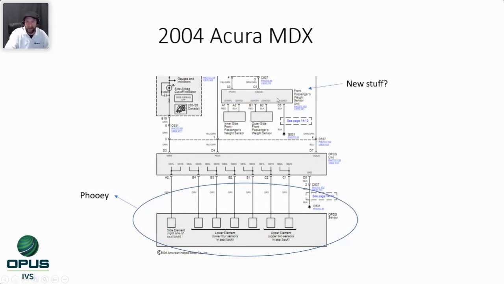That was good. That was new stuff. We were able to do some testing on here, and we have a front passenger's weight sensor unit. Remember before we said front passenger's weight sensor unit, an OPDS unit, and an OPDS sensor. So here's our OPDS unit, same ODUS line that goes back up to the SRS.